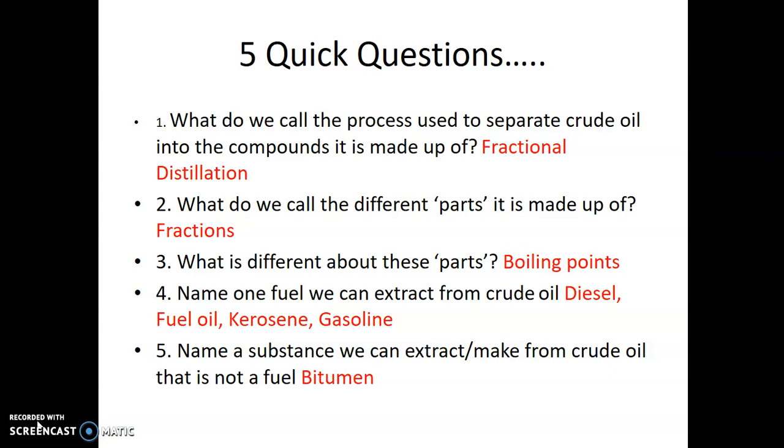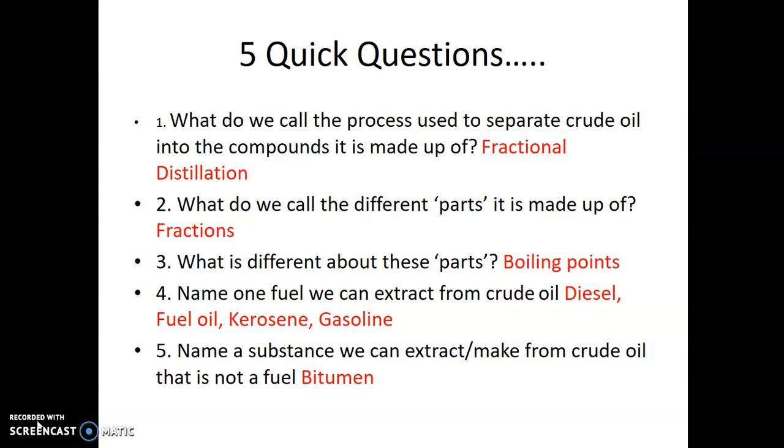We spoke about that last lesson, where you heat the crude oil till it all vaporizes and then you allow it to condense back into liquids at the different boiling points of the different fractions, and they can then be collected as separate substances. Number 2, what do we call the different parts it's made up of? We call them fractions. Number 3, what is different about these fractions? Their boiling points. That's how they are separated, because they all evaporate and condense at different temperatures.